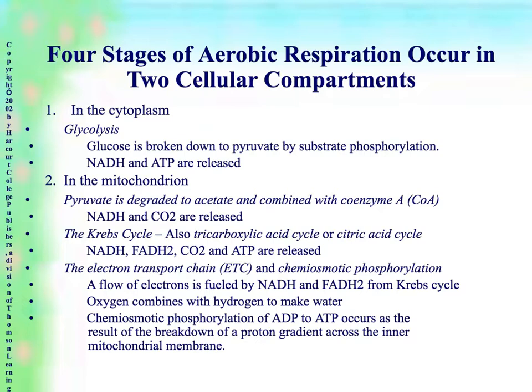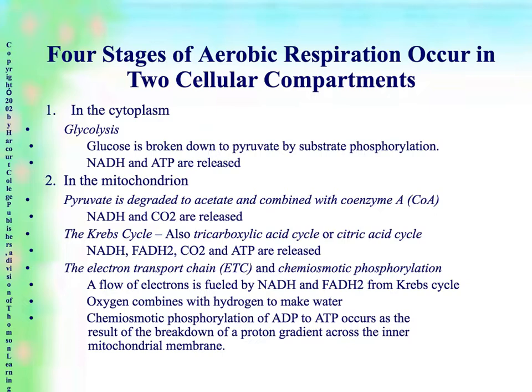The first part of the cell that we're going to start at is the cytoplasm, and that stage is called glycolysis. We will go through each of these in detail. Glucose is broken down to pyruvate by substrate phosphorylation. NADH and ATP are released. But again, that's not going to make sense to you right now because we haven't gone over it in detail.